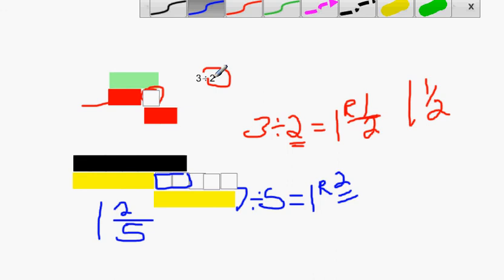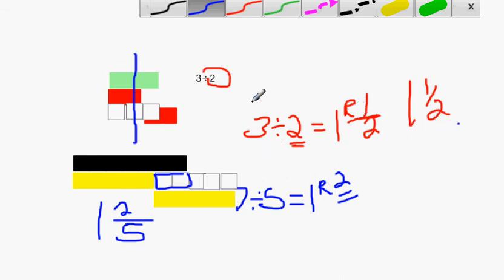I could also say if I wanted to cut it into 2 pieces, how big would the piece have to be? And in this example, we could look at it and say if I cut my green into 2 pieces, I have enough to make 1 1/2 in each of my 2 pieces. So I can divide it into 2 pieces. How big would each piece have to be? Or I can say if I'm dividing into size 2 pieces, how many would I have? I'd have one red and half of a red. So either way I would get 1 1/2.